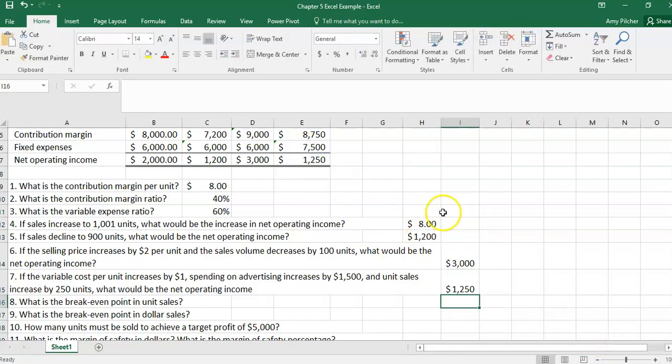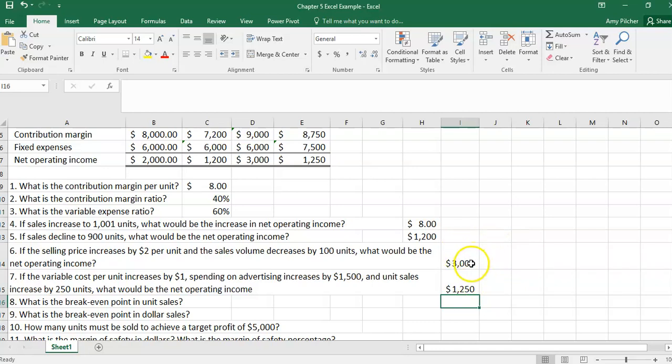CVP analysis, when we're looking at these things, can also be called what-if analysis, because we're answering questions: what if we do this? Or what if this happens? Okay. Question 9 says, what is the break-even in unit sales?